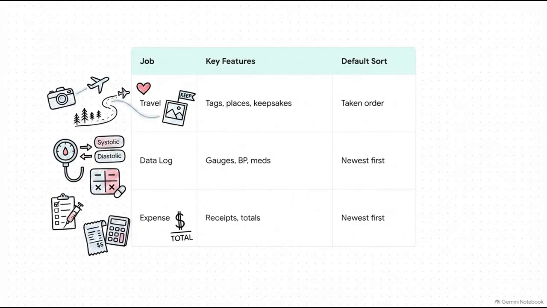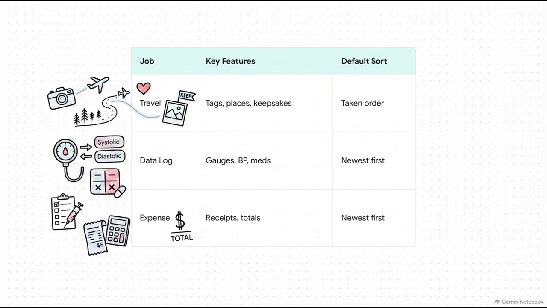Let's look at the nuances here because this is where the app really flexes its muscles. For travel projects, the default sort is taken order, basically oldest first, so your trip reads chronologically like a story, complete with place tags and beautiful high-definition keepsake photos. But then for a data log or an expense project, the default sort flips to newest first, because you usually want to see your most recent gauge reading or receipt right at the very top.